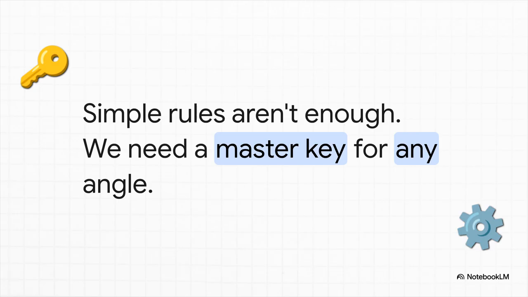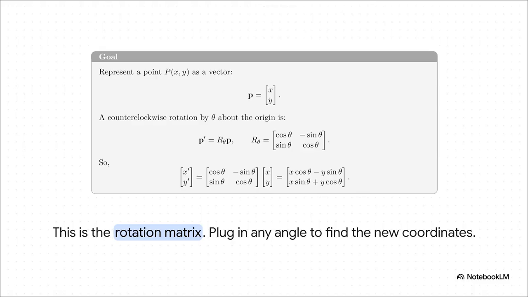This is exactly the kind of problem engineers and animators have to solve every single day. And here it is. This is the solution, and it is just breathtakingly elegant. It's called the rotation matrix. Now, I know, it might look a little intimidating at first, but the idea behind it is actually pretty simple. You take your point's coordinates, x and y. You plug whatever angle you want into those theta spots, and this little mathematical machine spits out the new, perfectly rotated coordinates for you. Don't believe me?